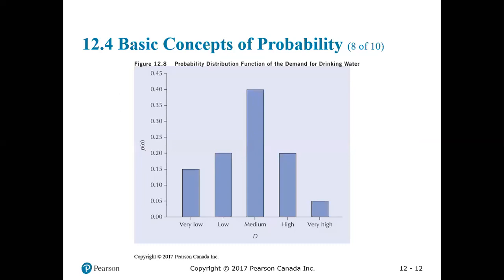So here is our water probability distribution. Rather than looking at a continuous curve, we would probably have a smooth curve running over the top of each of these histograms. We use these bar charts here to represent very low, low, medium, high, or very high, and therefore it becomes a discrete function.